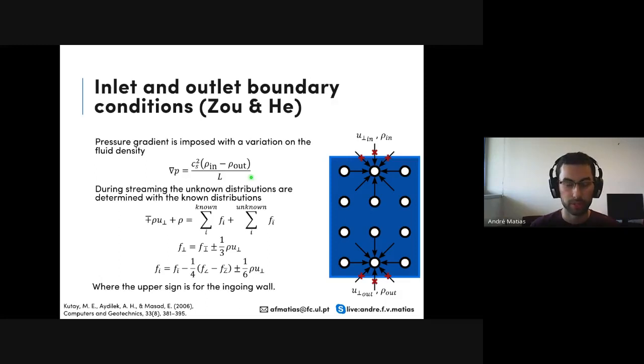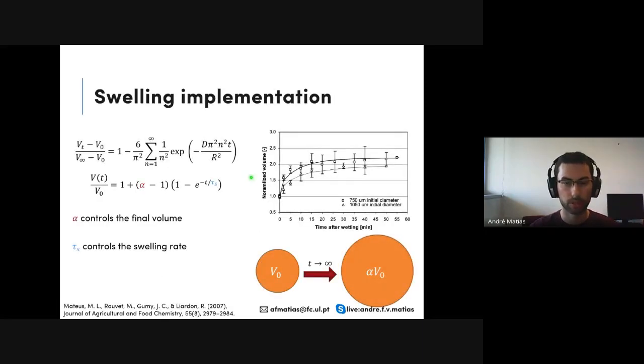So these are the general technical details about the algorithm. Now regarding the specific ones, how did I implement swelling? Experimentally, it was measured that coffee grains in contact with water absorb water, and in the process of absorbing water, they increase their size. It is reported that the final size of the coffee beans can be twice as big as the initial size.